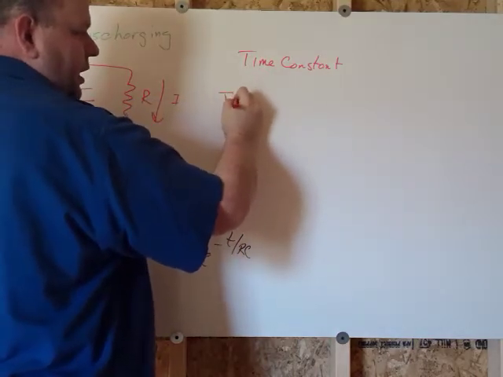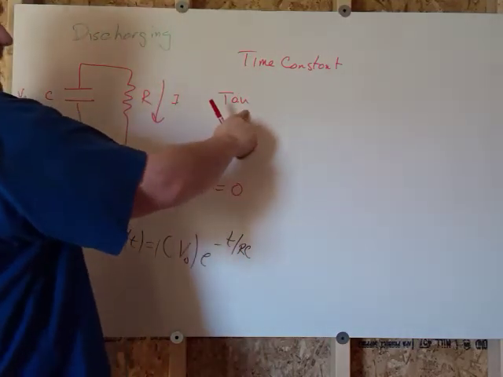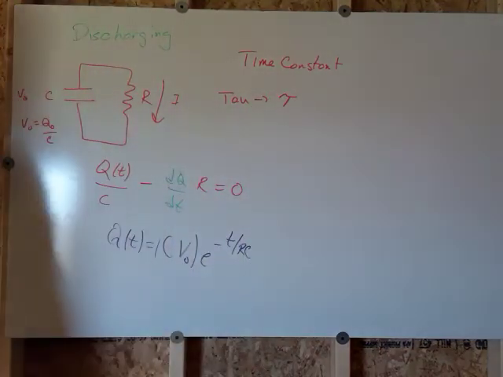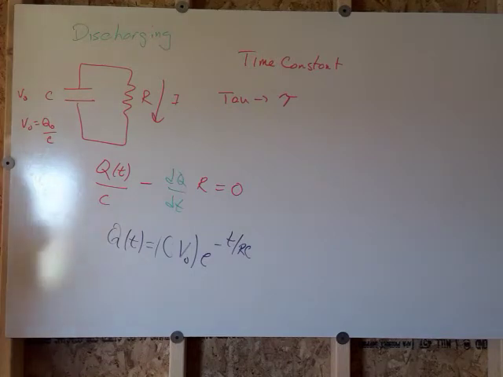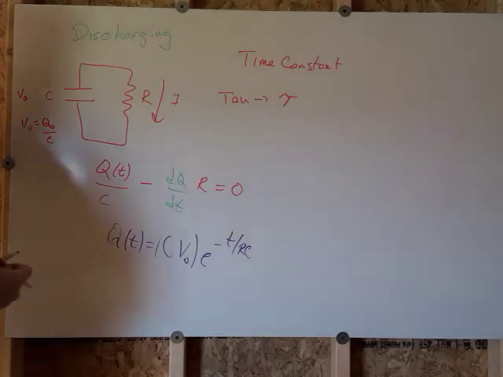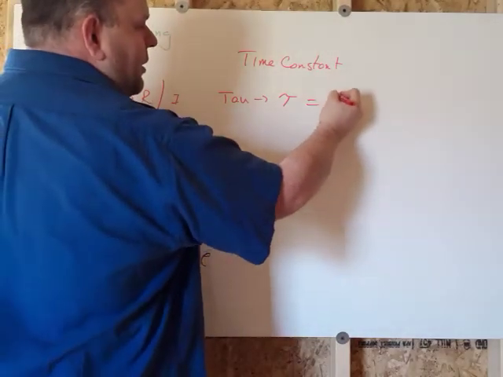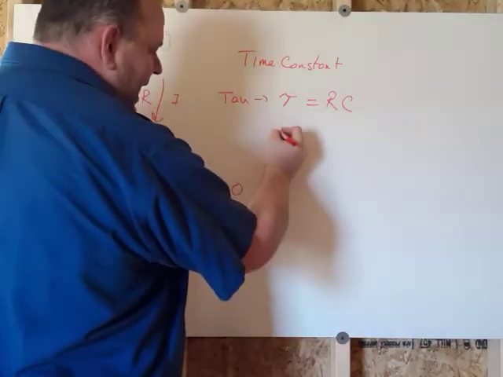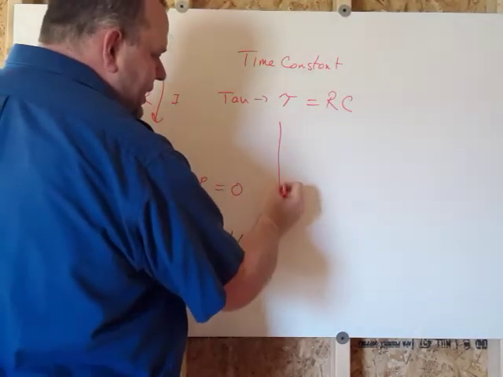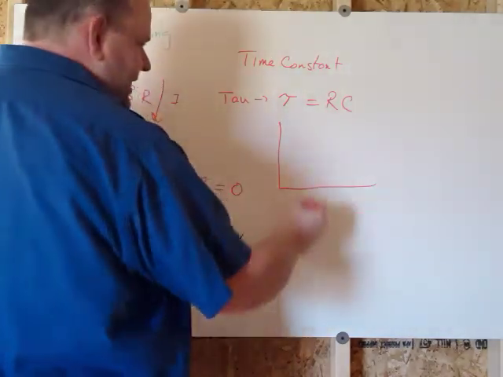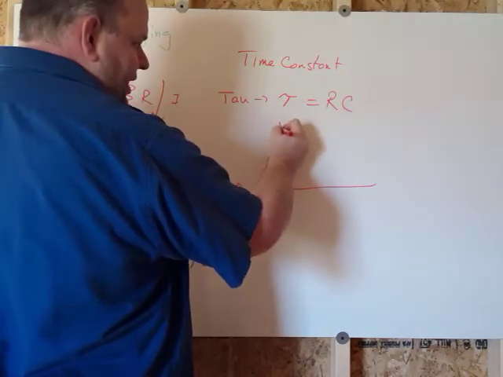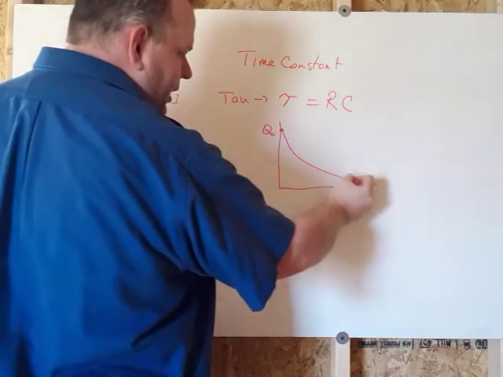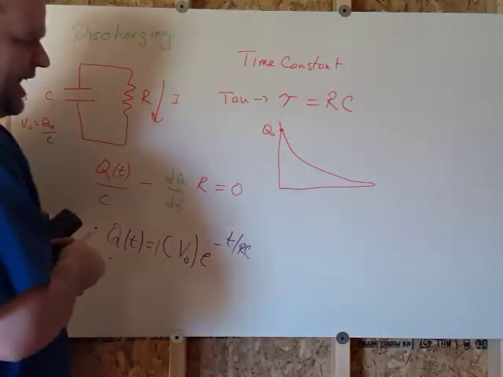so I'm going to write what it sounds like. I want to draw it. It's a Greek letter, tau. And that's going to equal R times C. And what it means is it's the time for, in this graph, as this thing discharges. So we'll start at some initial value, Q naught. It's the time that it takes.